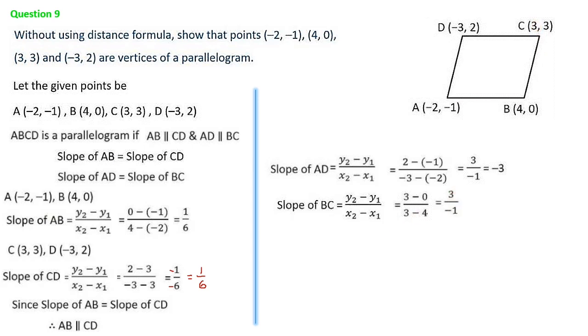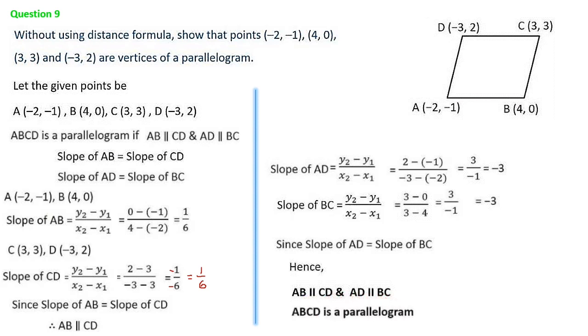3 divided by minus 1. 3 minus 0 is 3. 3 minus 4 is minus 1. So 3 by minus 1 is minus 3. So that is the slope of BC. And the slope of AD and the slope of BC are the same here. Because of that, we can say AD is parallel to BC. So we have already proved AB parallel to CD, and AD parallel to BC also we have proved. So we can say ABCD is a parallelogram because opposite pairs of sides are parallel.